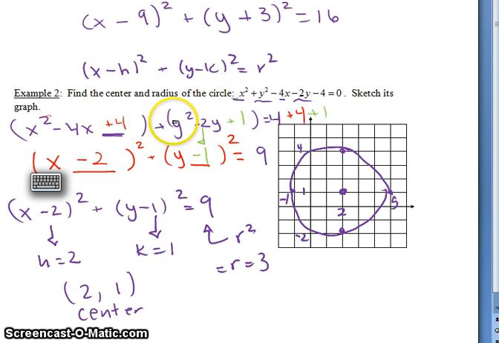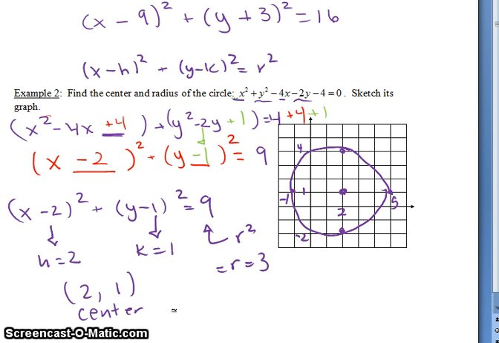Then we group the y terms. So I took half of minus 2, which is minus 1, and then we squared it. I added 1 here, so I have the other 1 there. So now we have the standard form. And the center is x minus h, so h is 2, k is 1, and 9 is my r squared. So we had the center and so on.